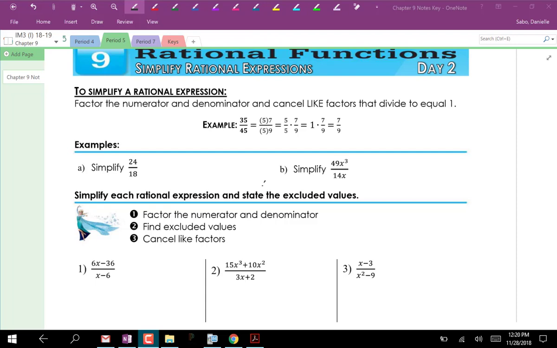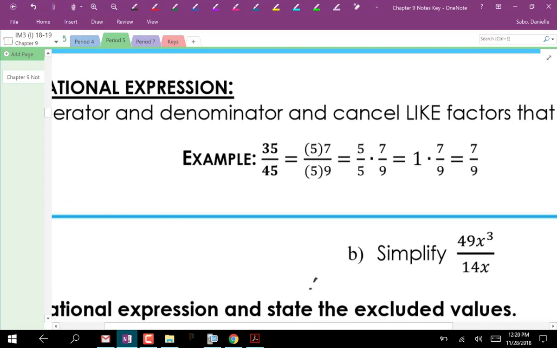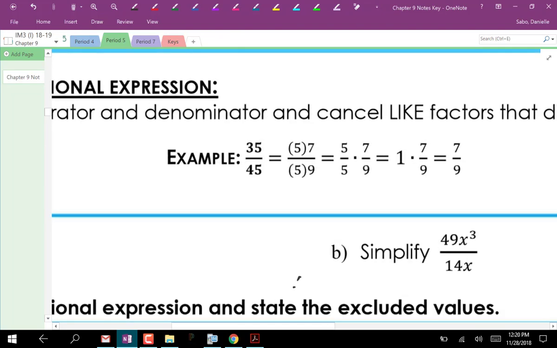Okay, so today, like I said, is a huge factoring day. It's a good review for you if you are still struggling with factoring. So hopefully this will be a good day, especially if you were not here yesterday. We're going to simplify rational expressions. If you were here yesterday, it's going to be the same exact thing we did yesterday, but the only thing that's going to be different is we're actually just going to finish it out.